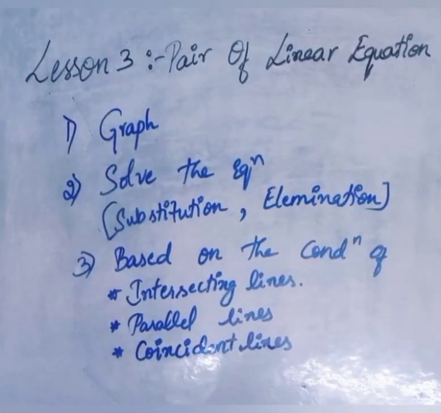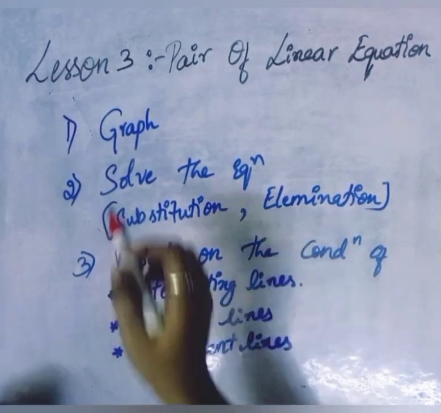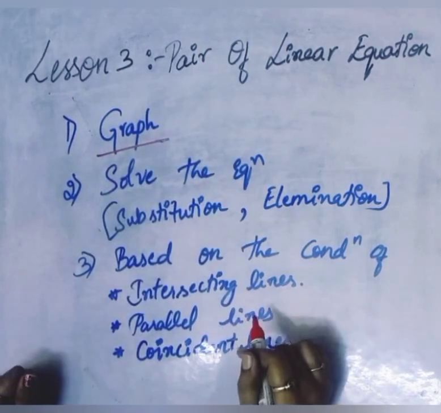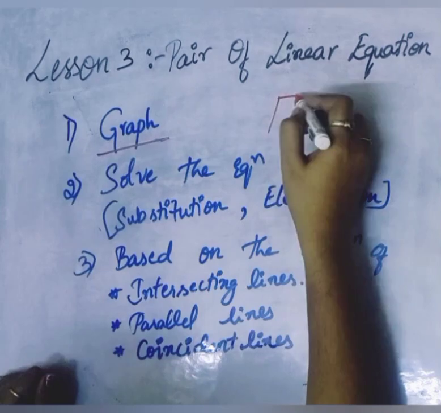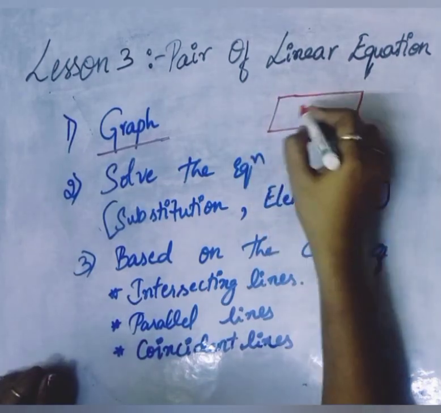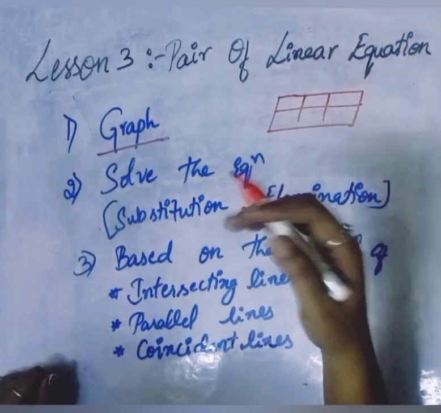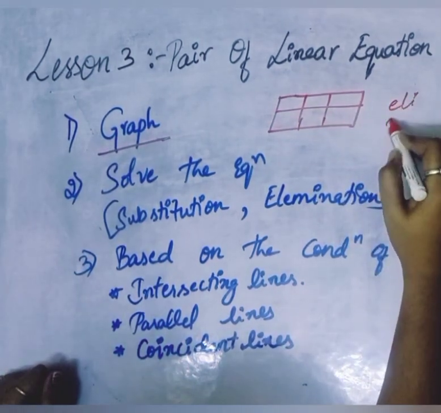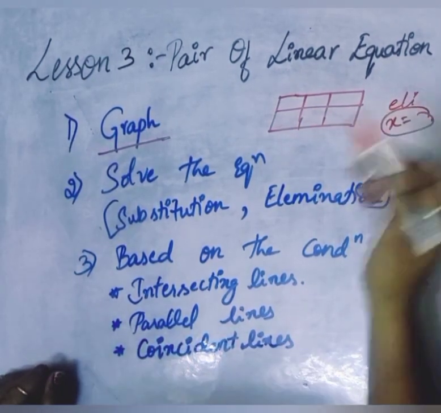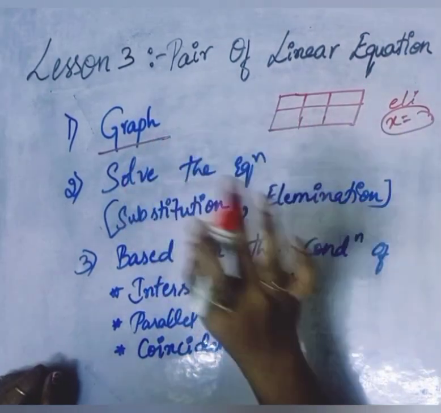And lesson 3, pair of linear equations. The graph must and should come, and that is 4 marks. Many students get confused about how to find the values and how far the graph will extend. So it is better, one simple way, to get the x value by the elimination method, and then you can easily find the points. That is one trick for doing the graph.